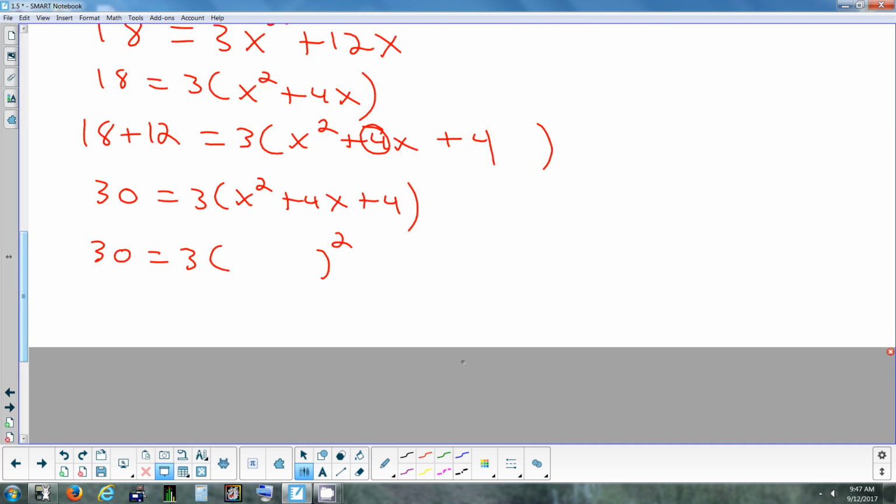It should factor into x plus something, and they're going to be the same. Does anybody see what x squared plus 4x plus 4 factors as? Which one is it? Is it x plus 2, x plus 2, or x minus 2? Plus and plus. X plus 2, x plus 2. So we could just say x plus 2 squared. And now the last step is to put the 30 back on the other side.